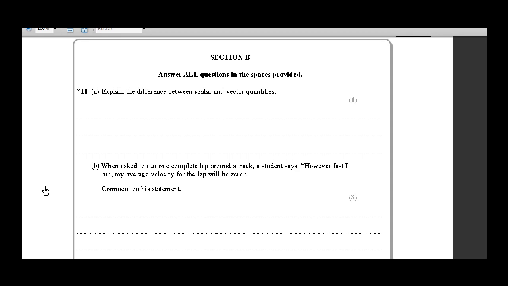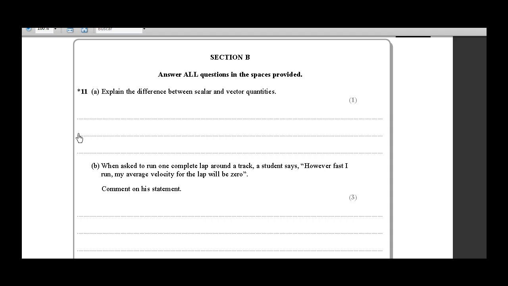Okay, welcome back. This is the 2009 May Unit 1 AS Physics paper. We're looking at Section B in this video. There was a previous one in Section A and the 1 mark questions that you get when you get 10 questions. And we're going to have a look at this one now.